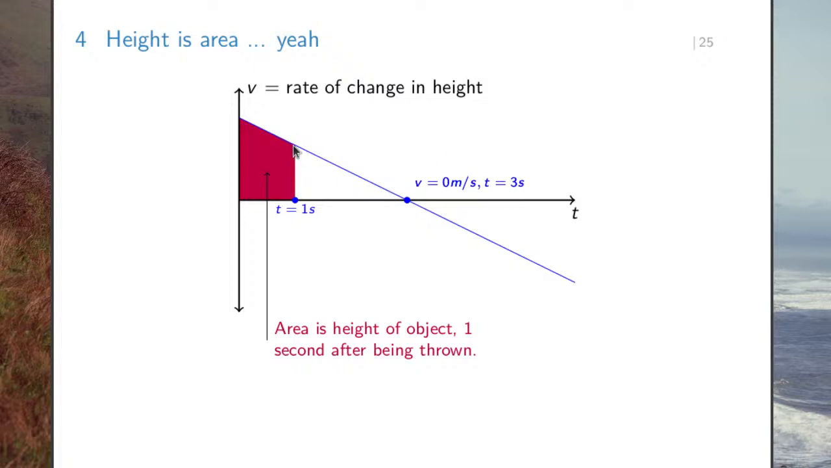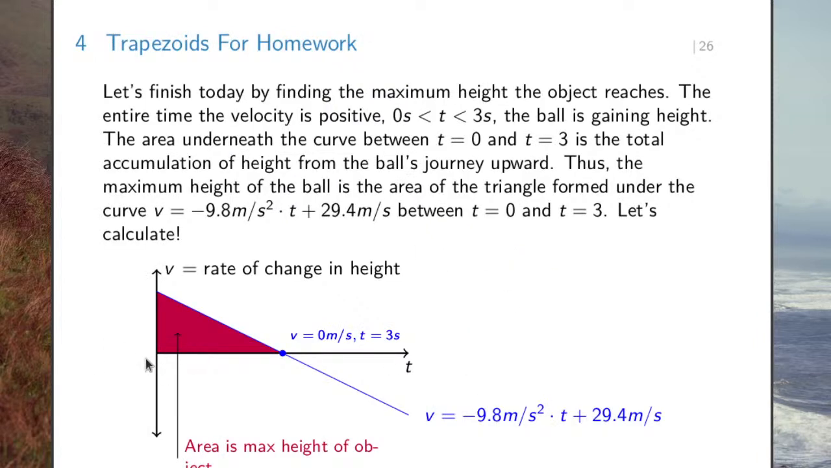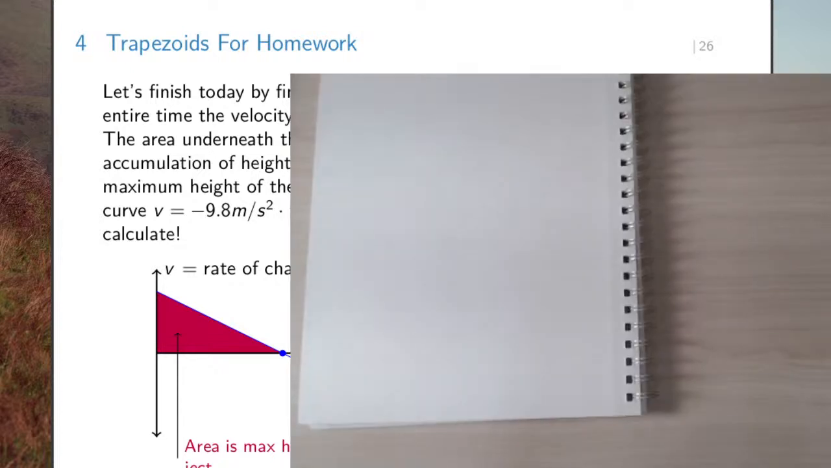Now, this would require you to calculate both a rectangle and a triangle. We'll get to that next time. But let's finish up just by finding the maximum height. Because the ball is going up this entire time, it's accumulating positive height this entire time, so the area of this triangle will be precisely the maximum height. So let's calculate the area of the triangle. How do we find the area of a triangle?